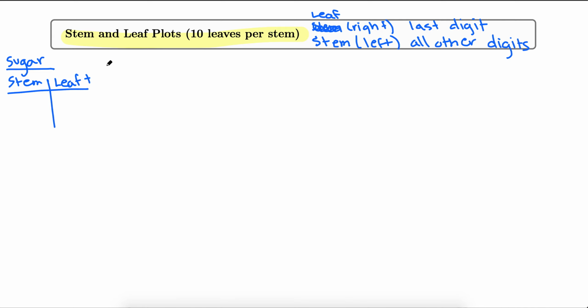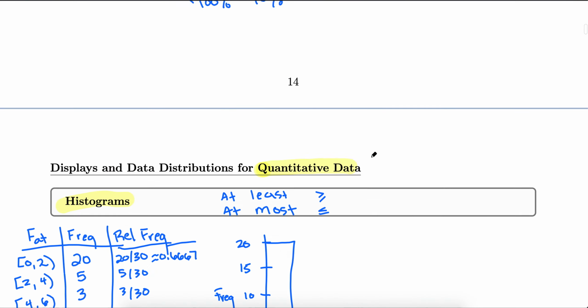Now, if you remember our leaf. If you remember the data for this, let's go ahead and take a peek back at it for a moment. So before we do that, leaf is our last digit.